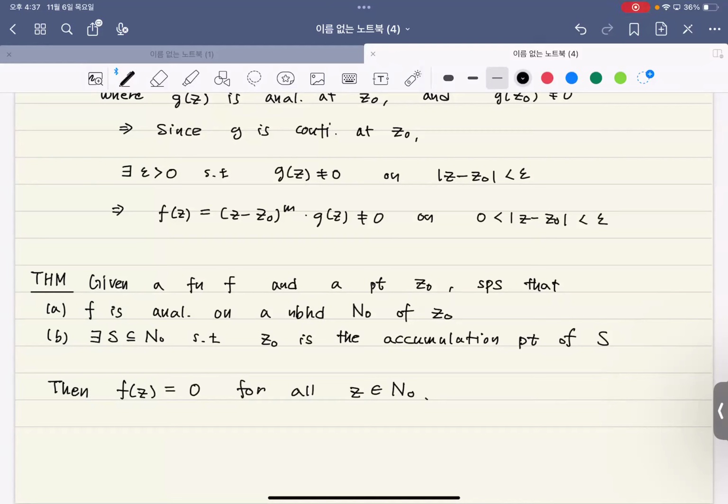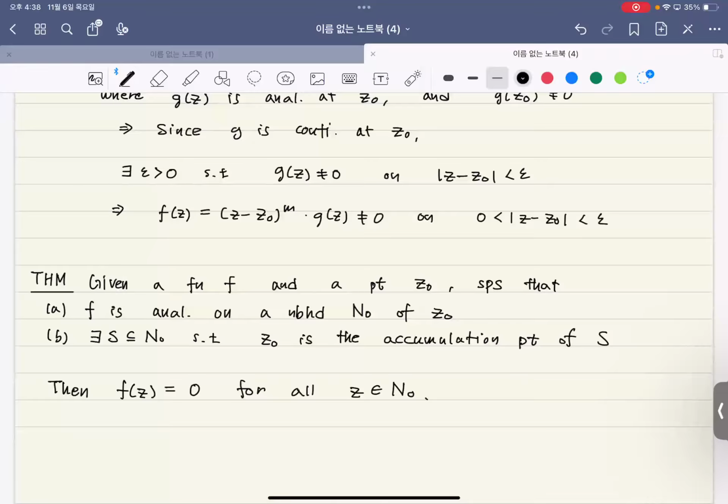Yeah. Or in other words, our definition of the accumulation point was actually like this. z0 is an accumulation point of S if and only if every deleted neighborhood of z0 has a non-empty intersection with S. So this is the definition of the accumulation point, right?